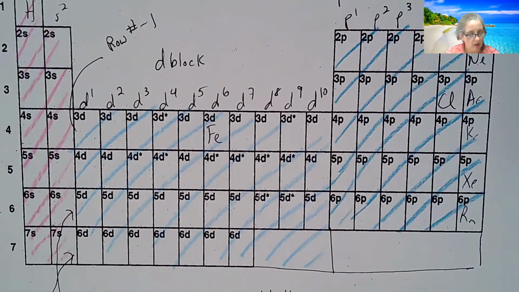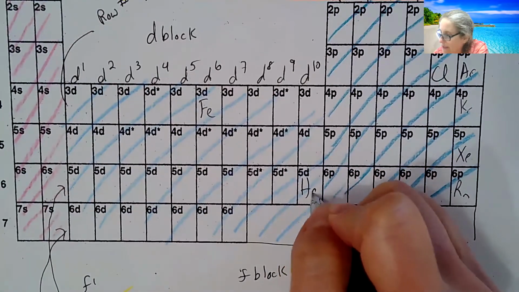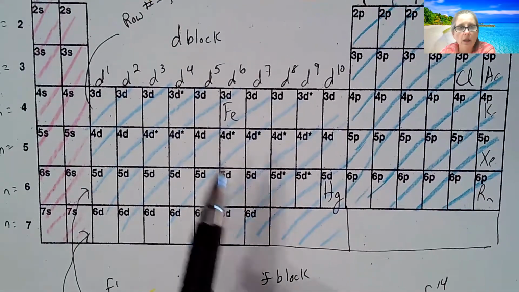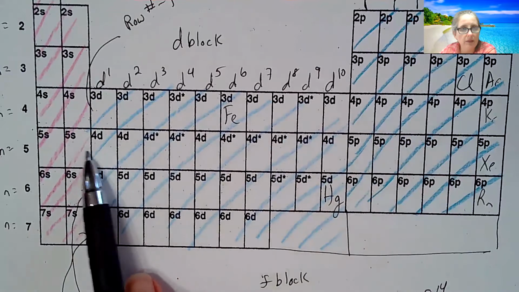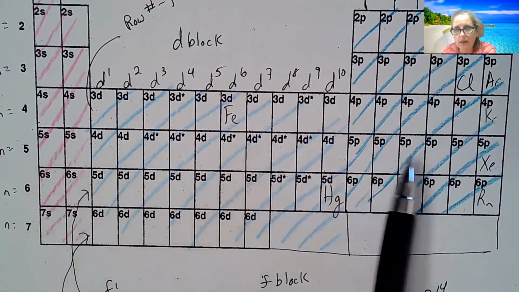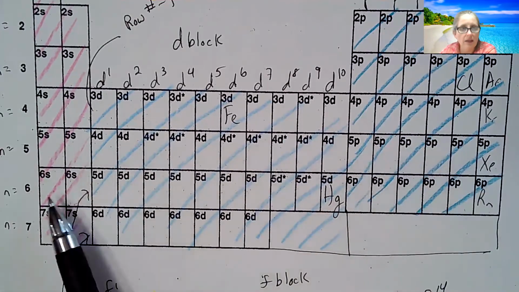Okay, so let's skip to mercury down here, way down here. Okay, so again, after you fill the 3d, then you're going to fill the 4p. Then you fill the 5s, the 4d, then the 5p. Then it goes 6s.